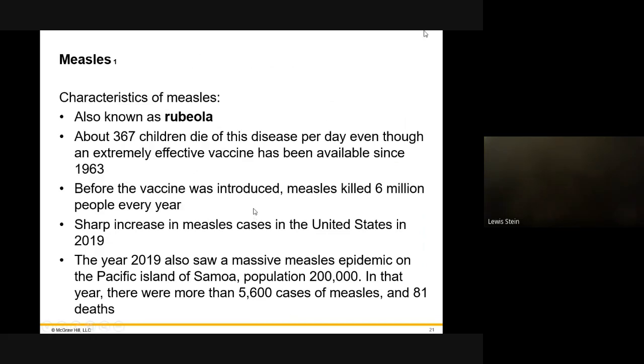Before the vaccine was introduced, measles killed 6 million people every year. When I grew up, every kid had the measles. Everybody. I got them, I think in 1957. Sharp increase in the United States since 2019. In the US, that's vaccination laxity. Massive measles epidemic on Samoa, 5,600 cases of measles, 81 deaths. It's not innocent. People lost track of it.